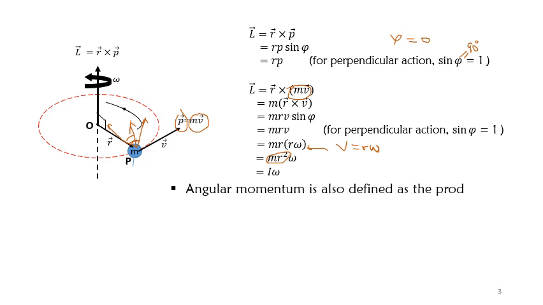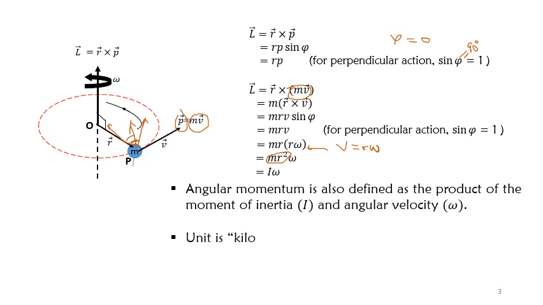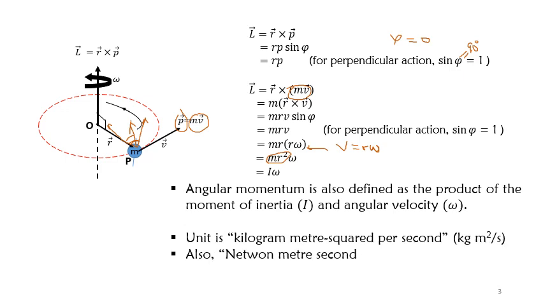So angular momentum is also defined as the product of the moment of inertia I and the angular velocity omega, and it is measured in kilogram meter squared per second or Newton meter second. So you can present the unit in kilogram meter squared per second or Newton meter second. Remember, Newton is kilogram meter per second squared. So if you substitute kilogram meter per second squared for Newton in the second expression, you also obtain kilogram meter squared per second.